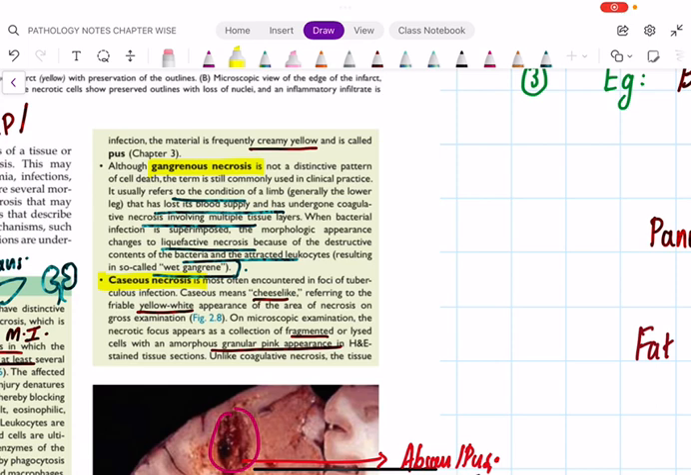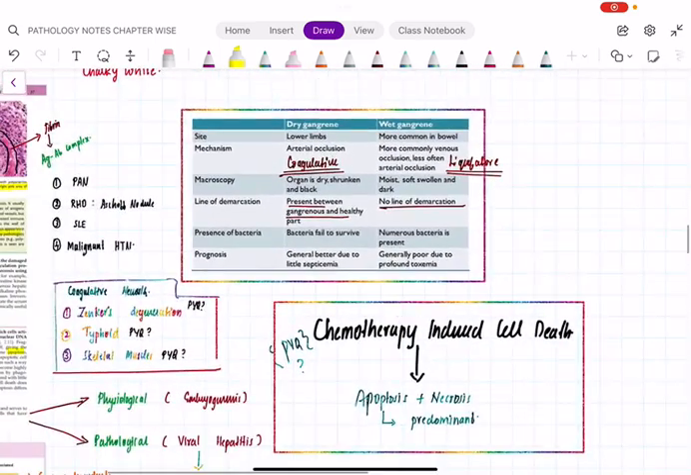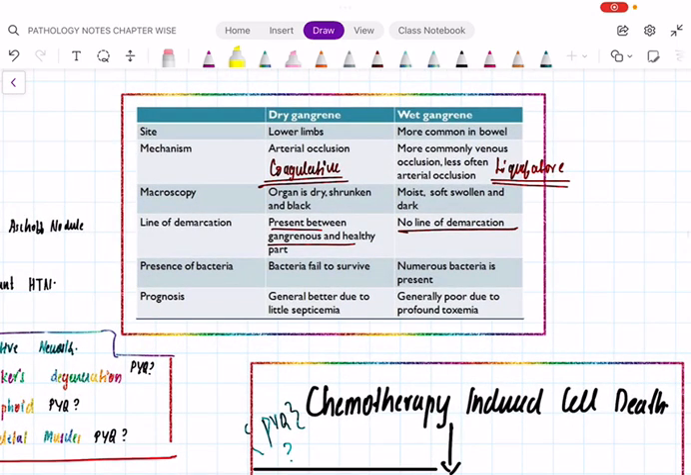Why does gangrene occur? Whenever there is a loss of blood supply, the tissues will undergo coagulative or liquefactive necrosis. And finally, what will happen? You can see dark blackish structures. Diabetes patients and all, they will get gangrene of the foot. Okay, I will come to that here. What is the difference between dry gangrene and wet gangrene?